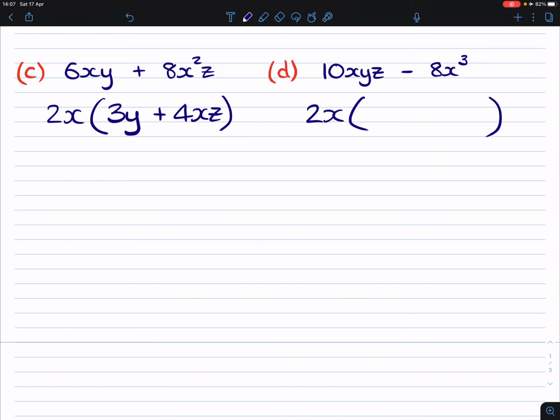Inside, 10 divided by 2 is 5, x divided by x cancels, we'll be left with a yz, minus 8 divided by 2 is 4, and x cubed divided by x is an x squared.